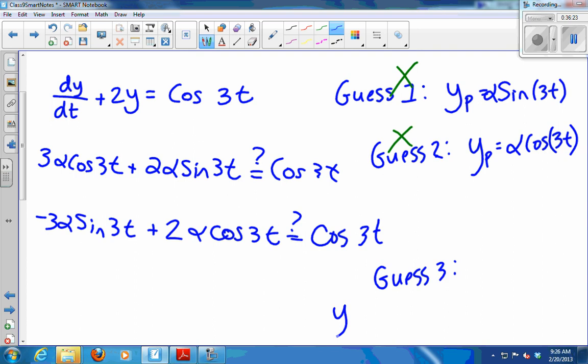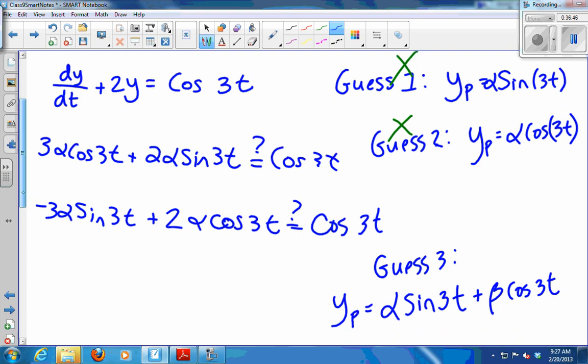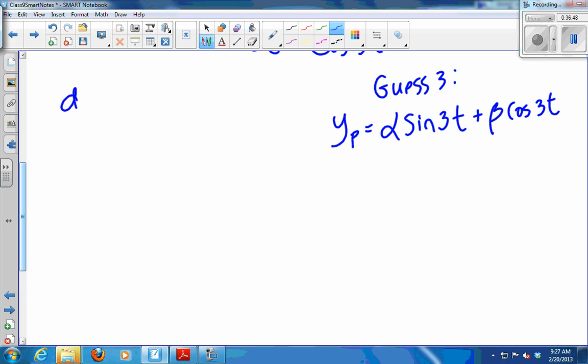I will let y particular be alpha sine 3t plus beta cosine 3t, or alpha 1 and alpha 2. So this way I can have different coefficients on the sine and the cosine term and try to make them cancel out. So remember, this is my differential equation. It's supposed to come out to cosine 3t.